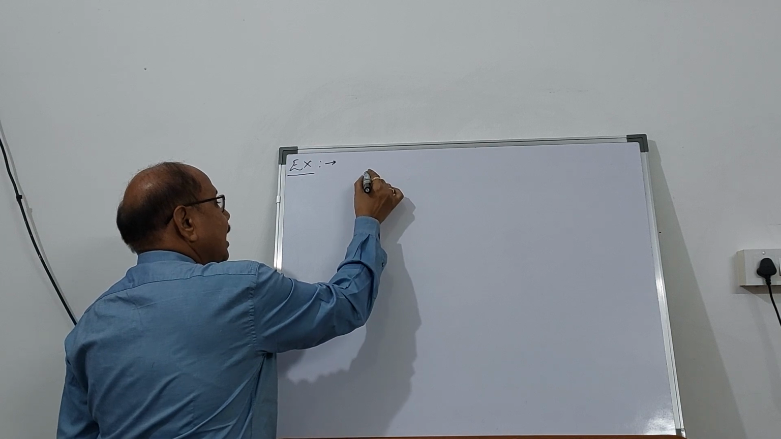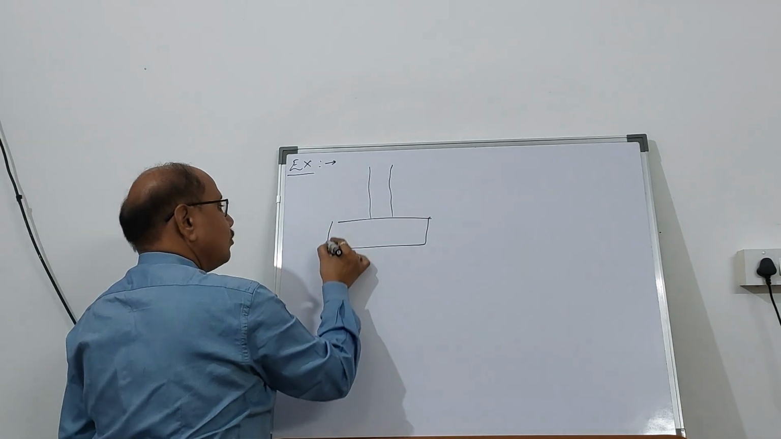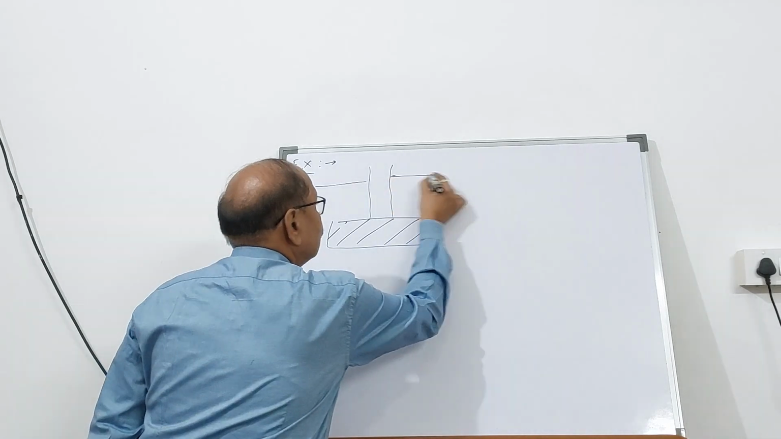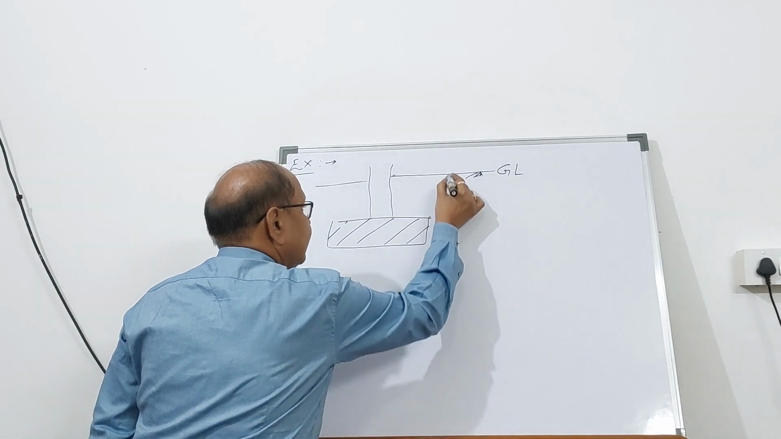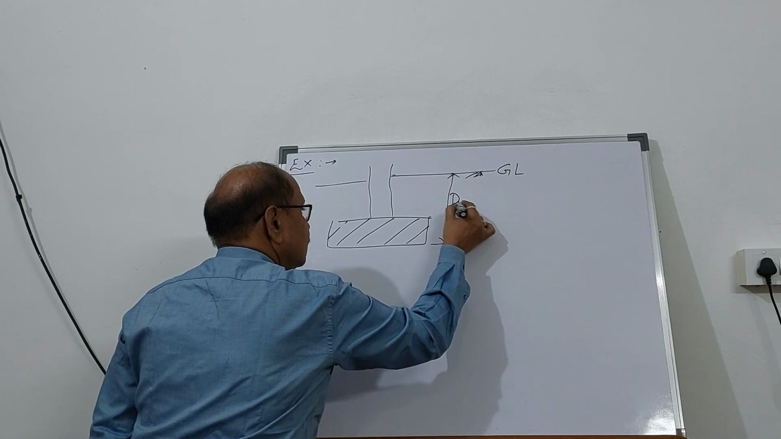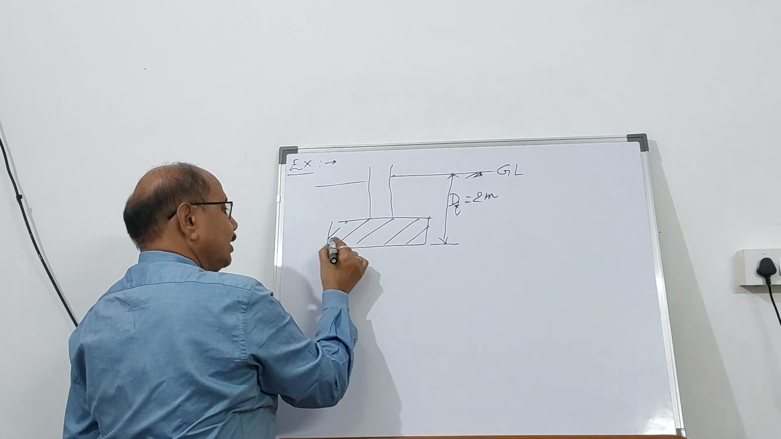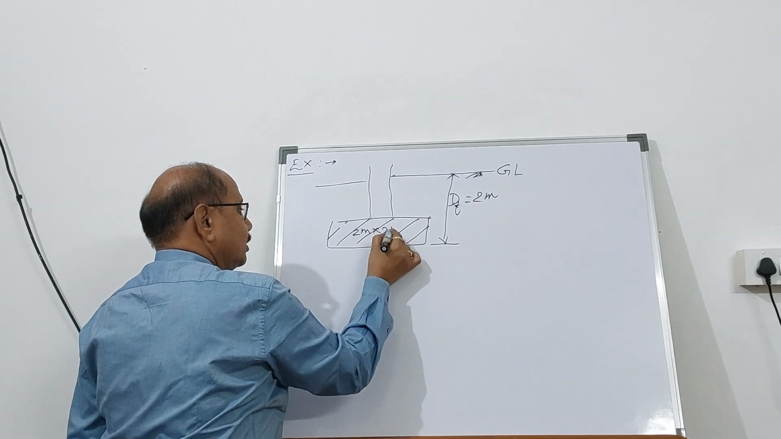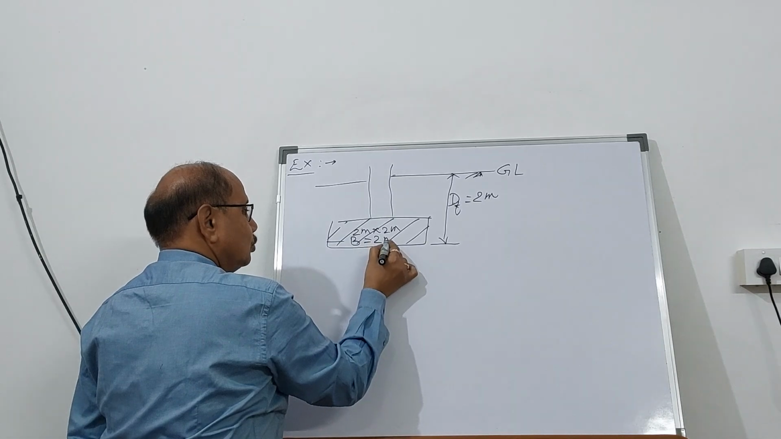In this example, let's have a square footing. This is the square footing which is embedded into the ground. This is the ground level, and the depth of the footing from ground level is 2 meter, and the size of the footing, a square footing, is 2 meter by 2 meter. So the width of the footing is going to be 2 meter.